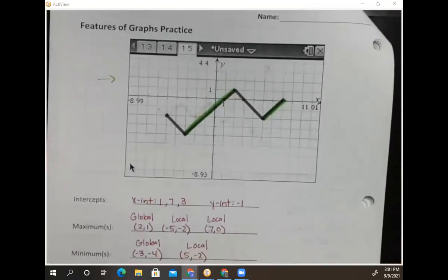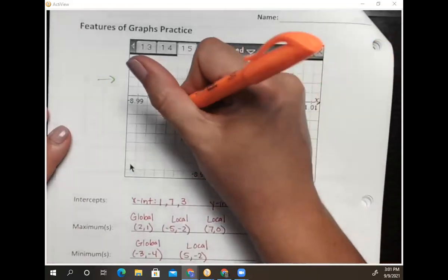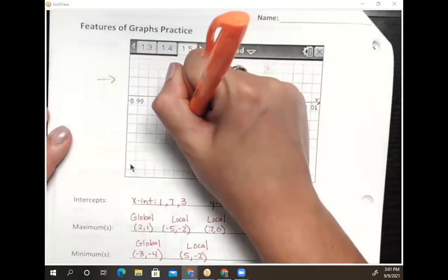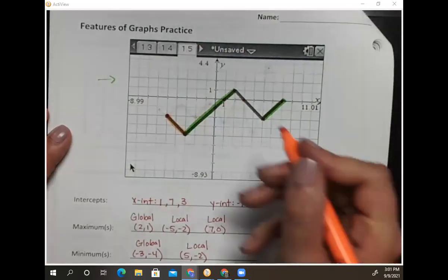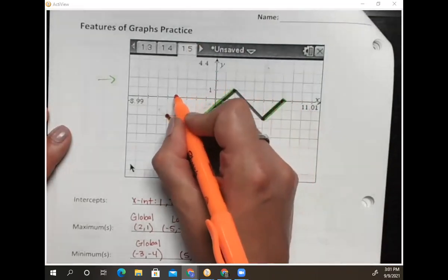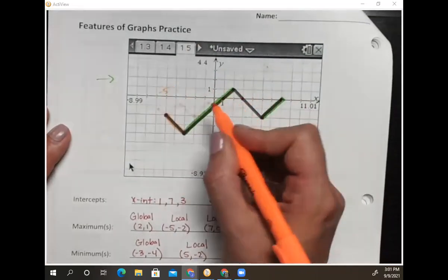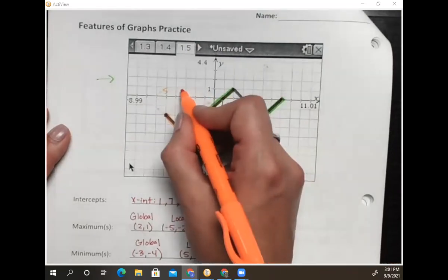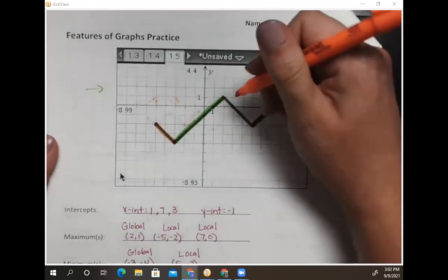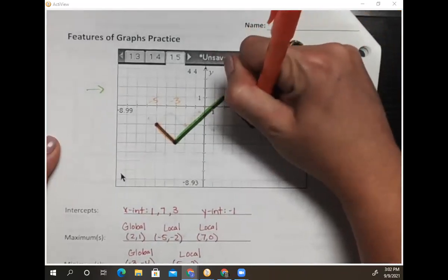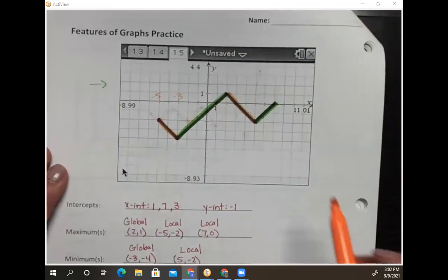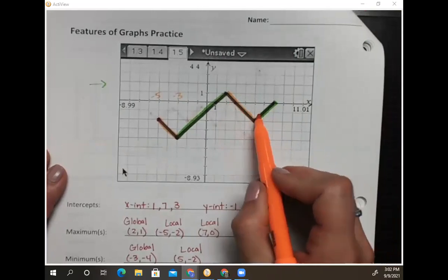And now let's do decreasing. So there's a decreasing section of my graph. 1, 2, 3, 4, 5. It starts at -5 and goes until -3. So from -5 to -3. And then here's another decreasing section. What would that interval be? 2 to 5.